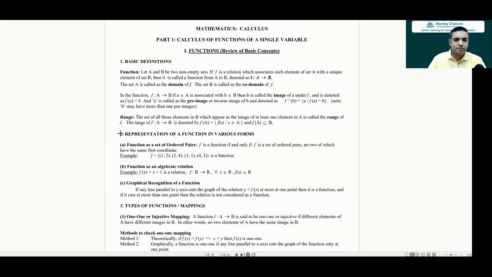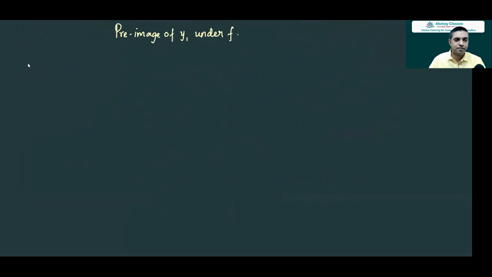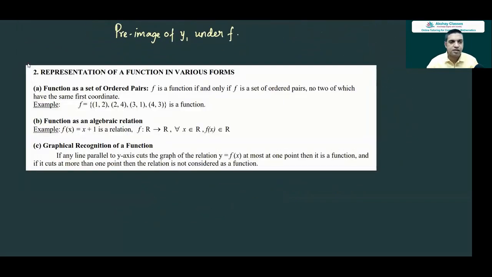Now there is a representation of functions. How do you represent functions? There are different types of functional representations. So in set form, the functions are represented as a set of ordered pairs like this: (1, 2), (2, 4), (3, 1), (4, 3).